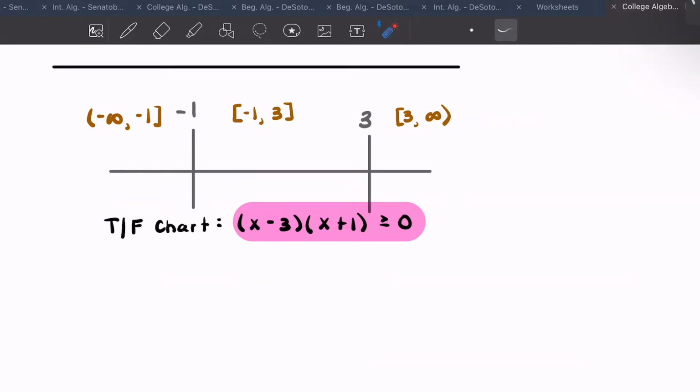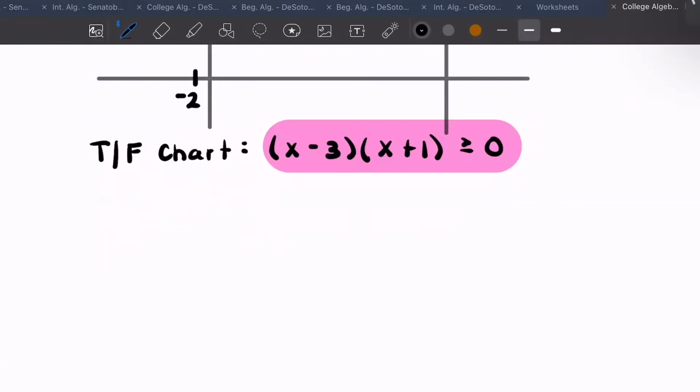Okay. So we can be smart about what we pick, right? I'm going to pick -2. If you want to pick -100, that's perfectly fine, but you are the one that has to plug those in and multiply them out. All right. So that's why it's just smart to pick those numbers.